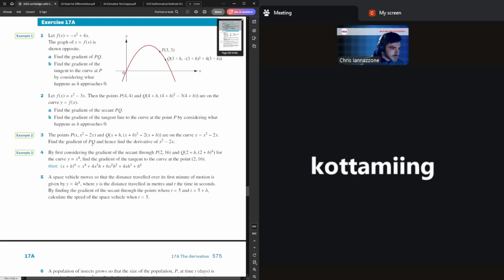Two points on a curve. Find the gradient of PQ, hence find the derivative. Okay.